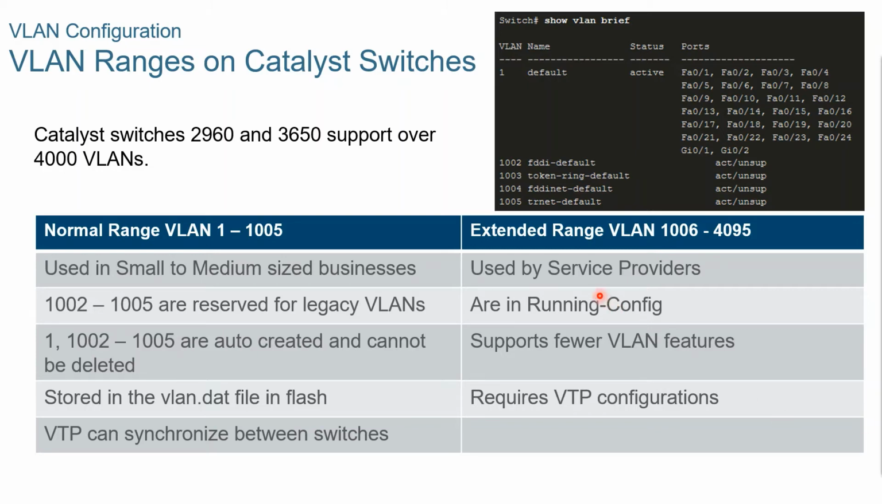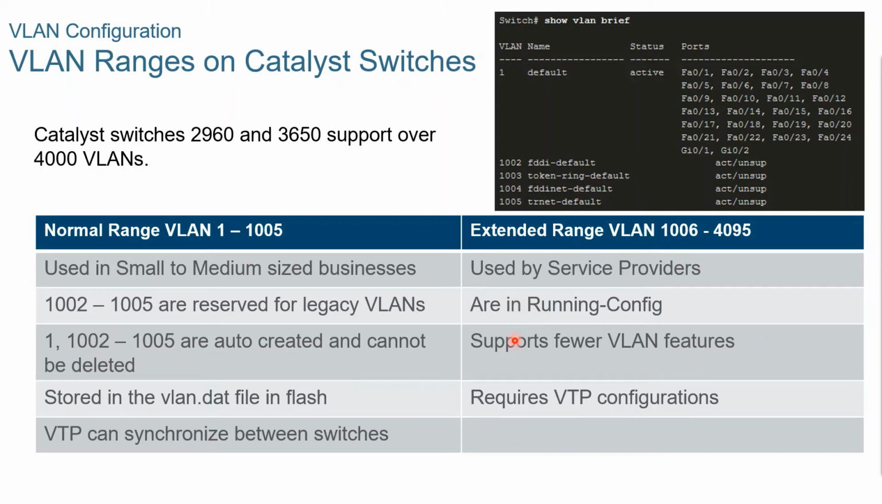The following are the characteristics of extended range VLANs. They are used by service providers to service multiple customers and by global enterprises large enough to need extended range VLANs. They are identified by a valid ID between 1006 and 4094. Configurations are saved by default in the running configuration. They support fewer VLAN features than the normal range VLANs, and require VTP transparent mode configuration to support extended range VLANs.